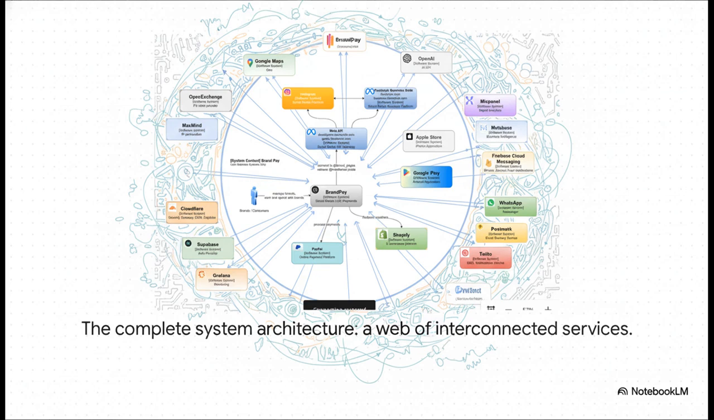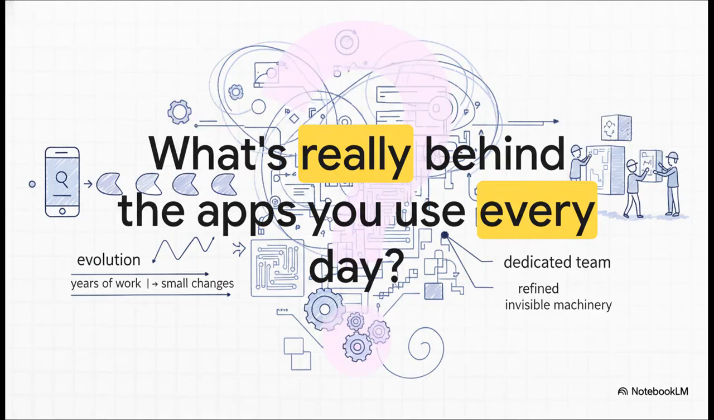Pretty incredible, right? So the next time you tap an icon on your phone, remember this story. Because behind every simple interface, there is an evolution. There are years of work, thousands of tiny changes, and a dedicated team of architects carefully building and refining the invisible machinery that just works.